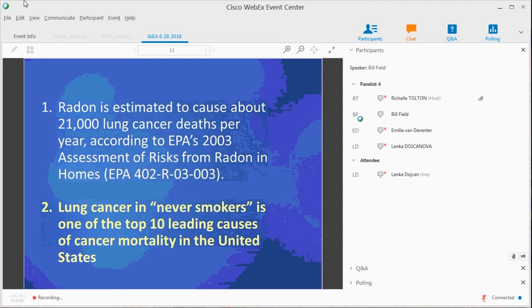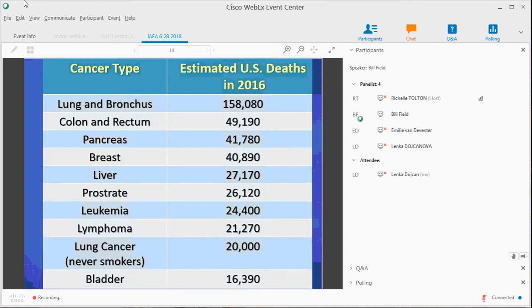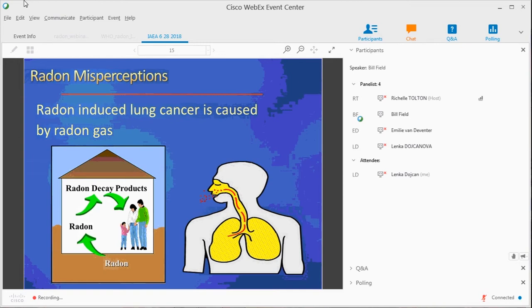And if you look here, this is estimated deaths in 2016 in the United States. Lung cancer in never smokers, about 20,000 people die each year in the United States who have never smoked. So it's not just addressing the smoking issue in conjunction with radon. There's really a group of people out there that develop lung cancer who've never smoked. And we're finding more and more that there are some genetic differences among these folks, and lung cancer appears to be increasing, particularly among the female population. So they thought that was a really interesting fact.